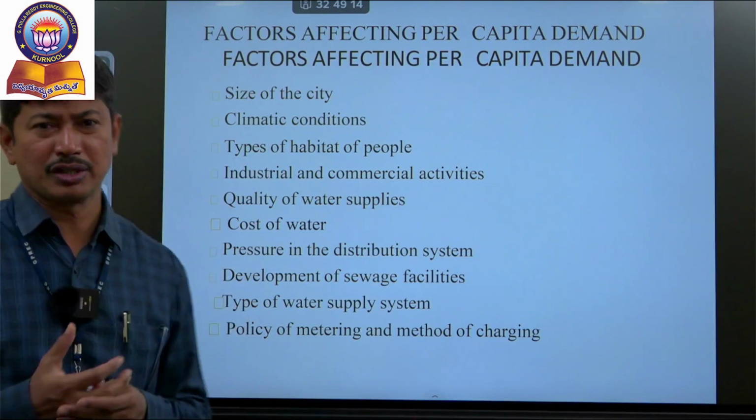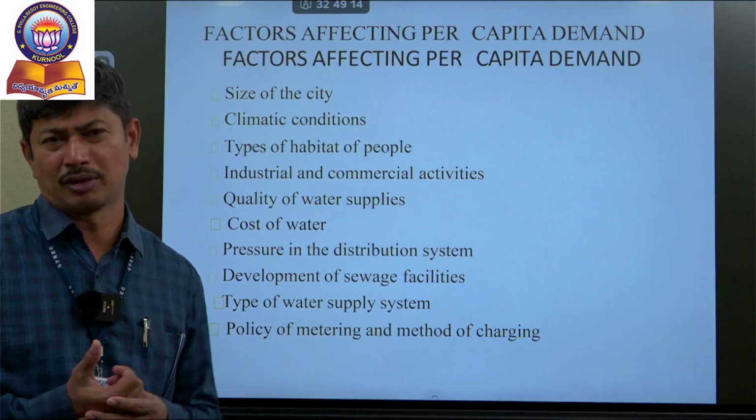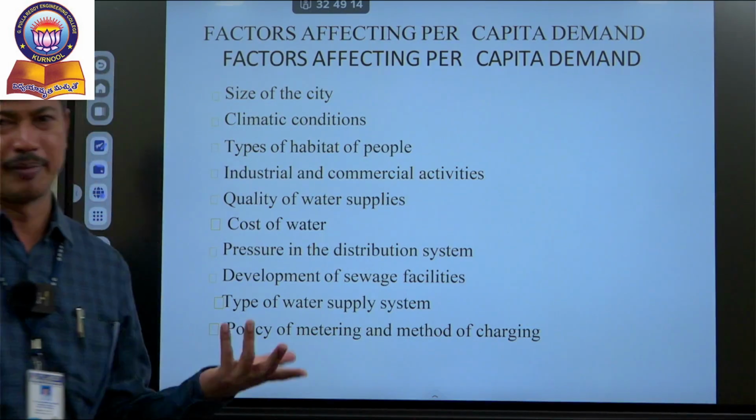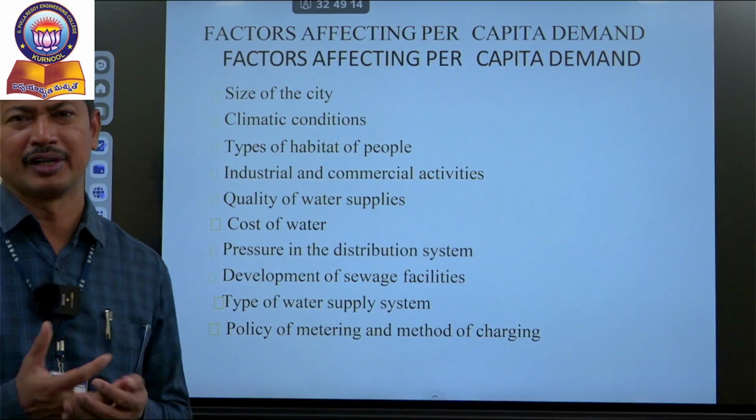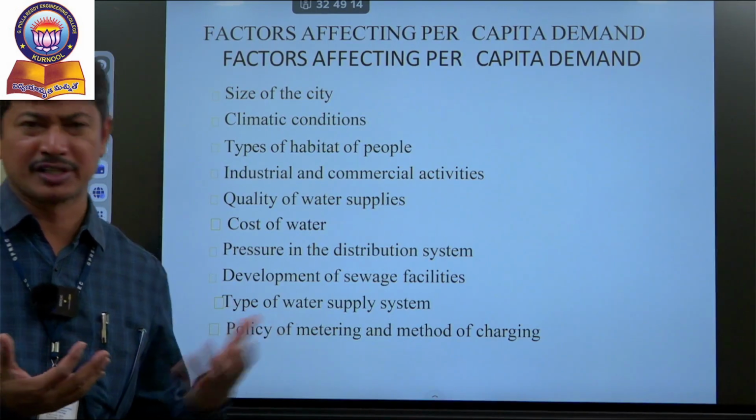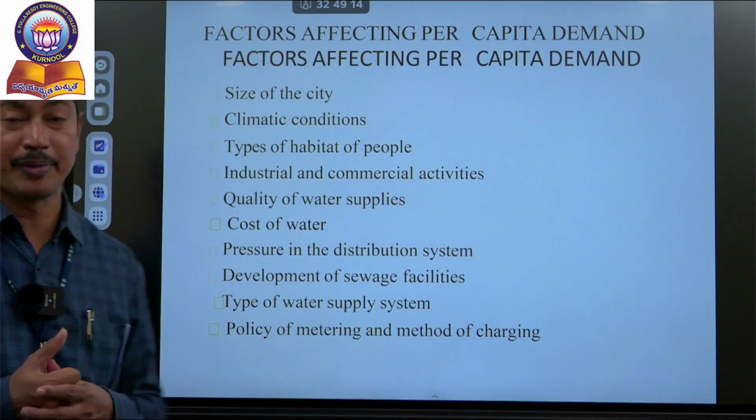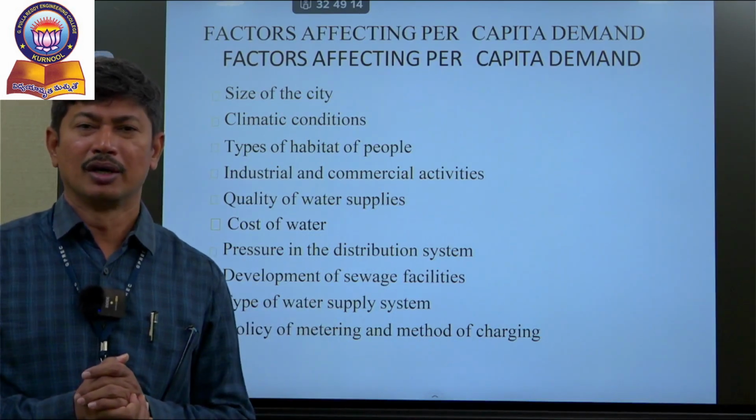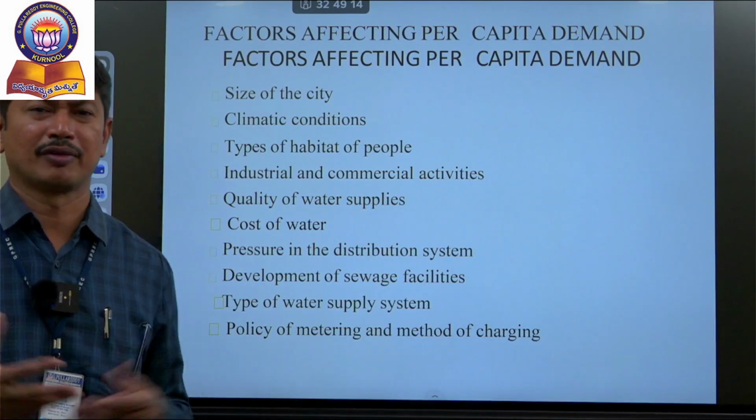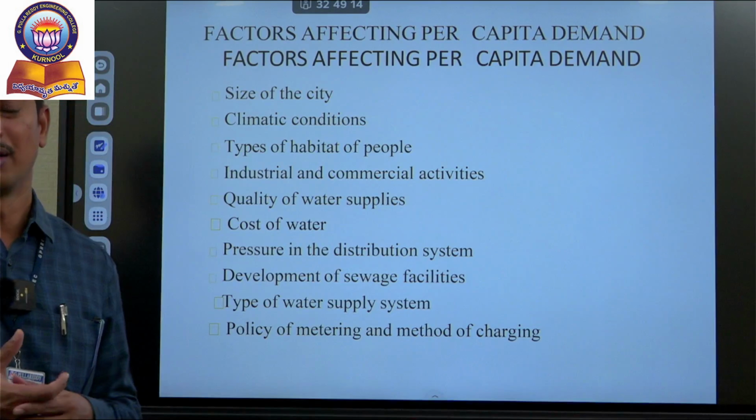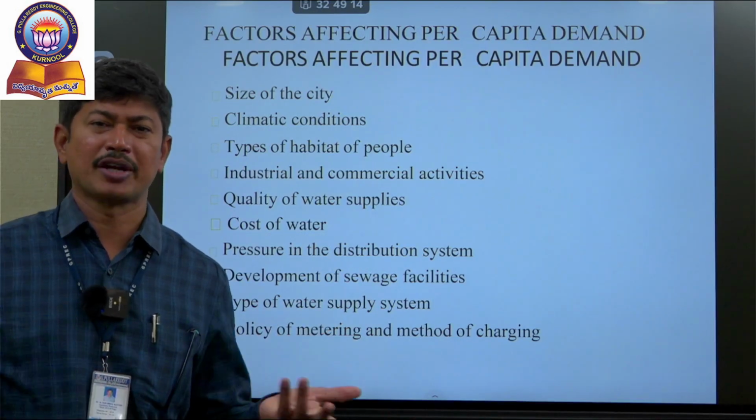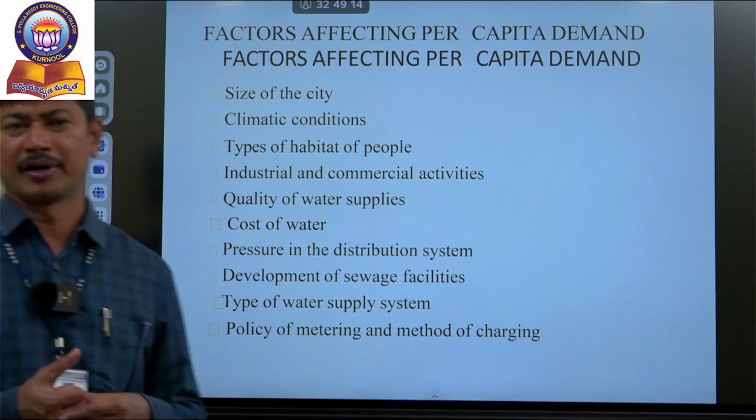And climate condition: warm climate requires more water, and cool or cold climate requires less water. Bangalore requires less because of its cool climate. When you go to a hot climate, Chennai requires more water. Then types of habits of people: rich, medium, and labor. Rich people require more water because they need it for maintaining lawns and gardens, washing vehicles, like that. Middle people require a medium quantity, like 135 liters, and slum area people require less, 100 liters per person per day is sufficient.